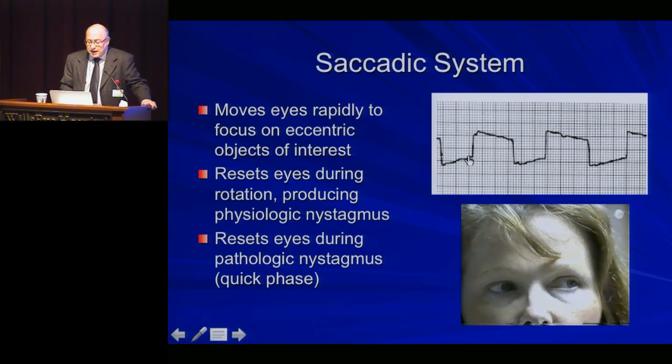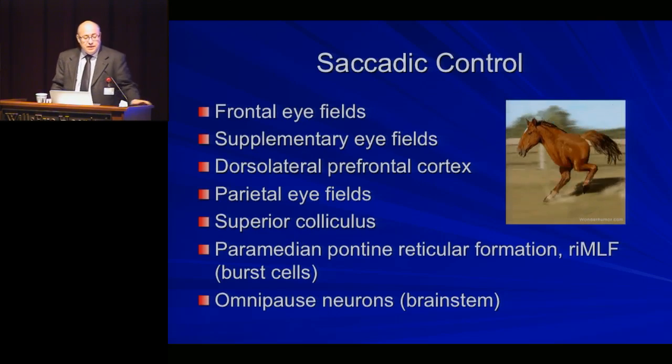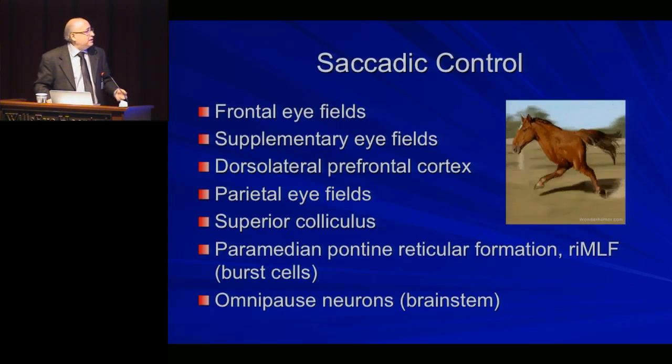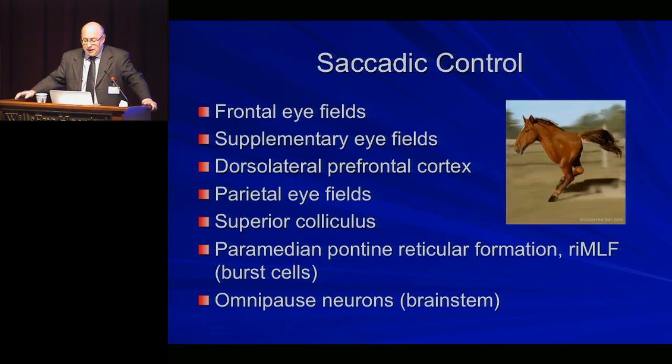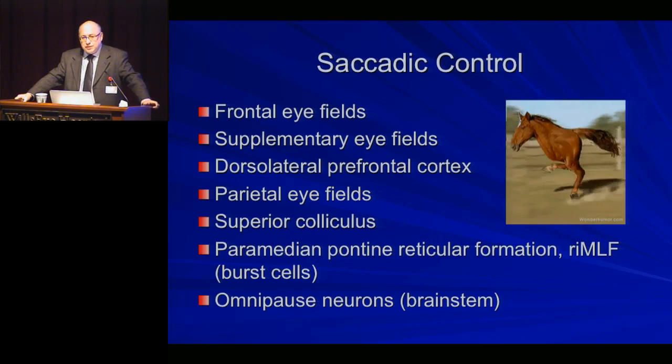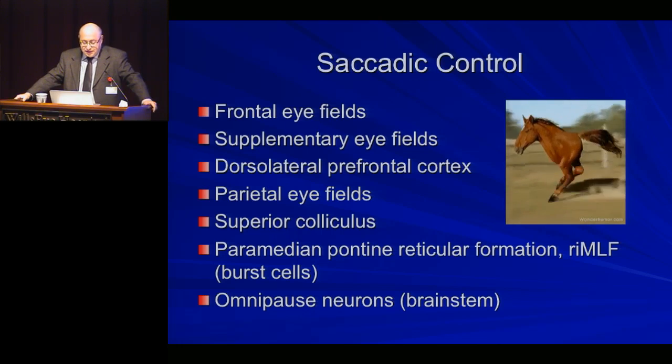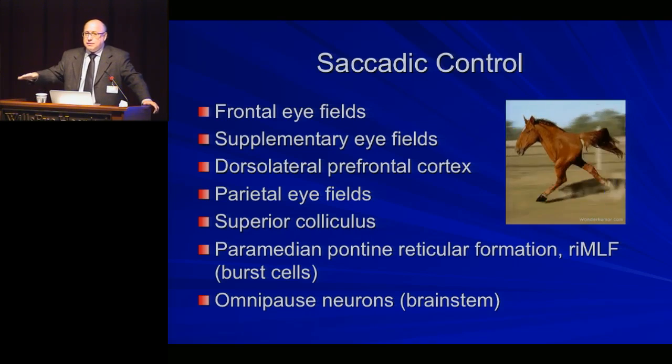So here's a tracing of normal saccades, right and then left. And the control of saccades is many places in the brain. The frontal eye fields, supplementary eye fields, dorsolateral prefrontal cortex, parietal eye fields, superior colliculus, the PPRF, which is the paramedian pontine reticular formation, and the RIMLF, the rostral interstitial nucleus of the medial longitudinal fasciculus. So PPRF for horizontal, RIMLF for vertical. And then there are neurons scattered through the brainstem that dampen or prevent saccades, called the omnipause neurons.